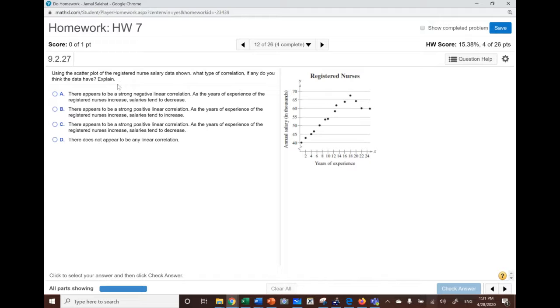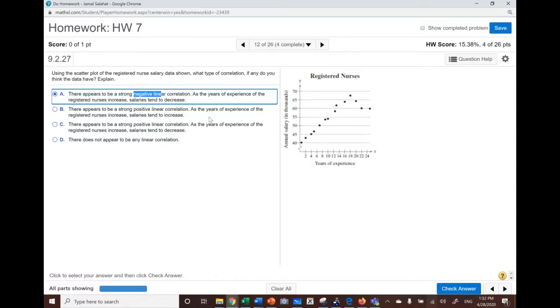So in this case, there appears to be a strong, let's look at part A, a strong negative? No, that's not negative because it's going up. There appears to be a strong positive, and in part B, and in part C, it says there appears to be a strong positive linear correlation. So it's going to be either B or C up to 18. So the question that will follow will be, what do you think?